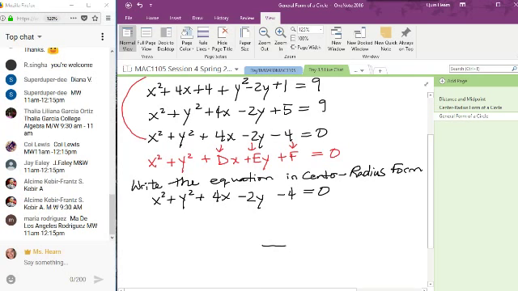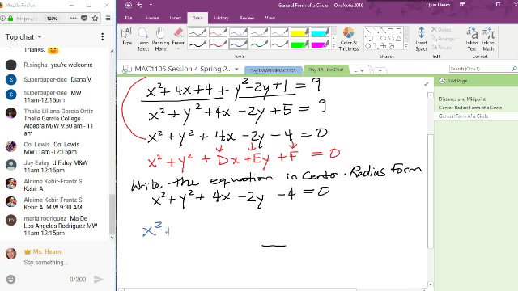Okay, so what we want to do is get back to having the x's and the y's grouped together. So the first thing you're going to do is rearrange it so that we have the x's and the y's together. I'm going to take the x squared plus 4x and leave a little room, and then we're going to have y squared minus 2y. And then I'm going to move that negative 4 over to the other side, make it positive, add 4 to both sides.